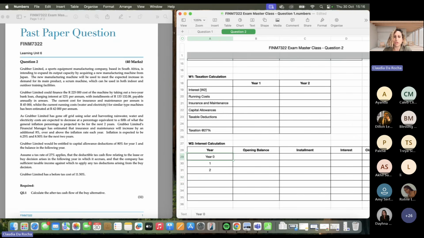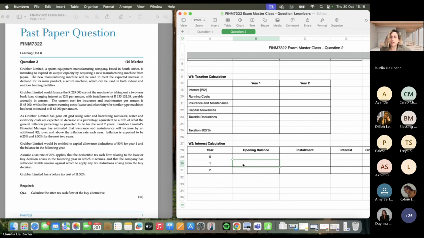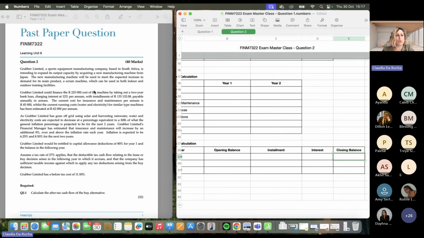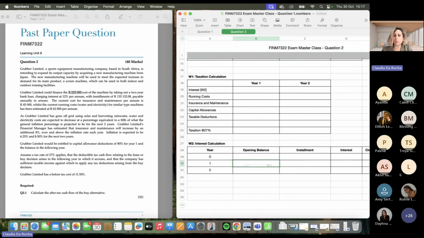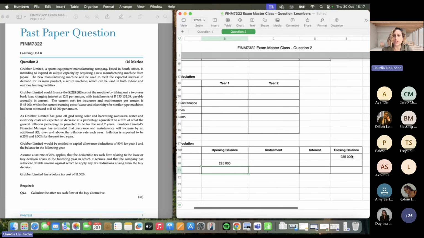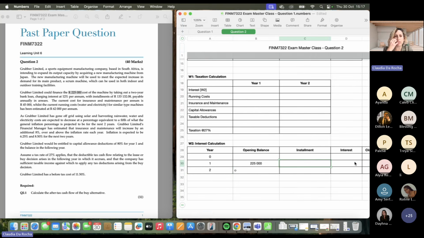We've only got 2 years for this question, so it's pretty short. Then our opening balance will be the full cost of the loan that we take out, which is 225. Our opening balance will be the same as our closing. Our installment is the amount that they gave us, which is the 133, and we have that for 2 years.